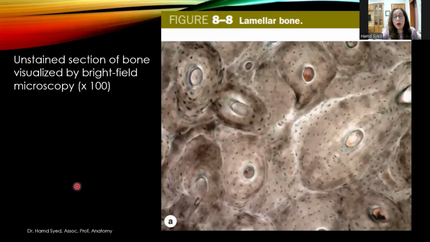Here again is a histomicrograph of the lamellar bone, but it is unstained, and we are looking at it by bright field microscopy. We can see very clearly this is one osteon, and here is another osteon, and then another osteon over here. So we can see several osteons which are forming the osseous tissue, and you can also see these nuclei of the osteocytes which are present amongst the lamellae of collagen fibers in a very organized fashion. And here in the center of each osteon, we can also see the central canal or the osteonal canal.